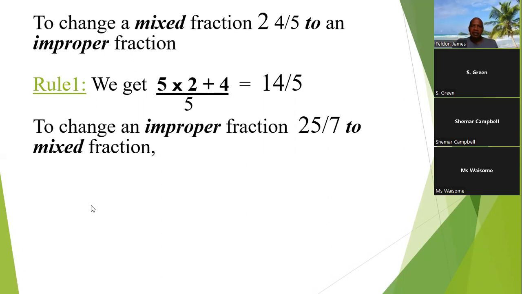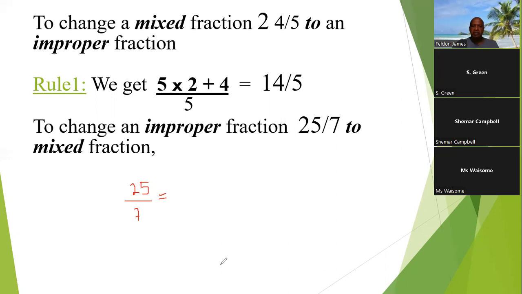All right, here we now want to convert an improper fraction back to a mixed fraction. What is the procedure here? Now we want to change this improper fraction, which is 25/7, and convert it to a mixed number. What is the procedure that we follow when we're doing this?